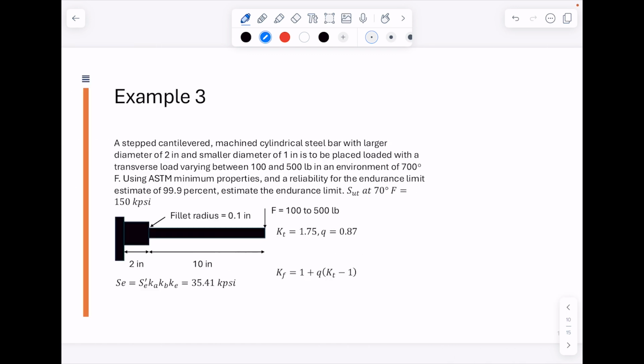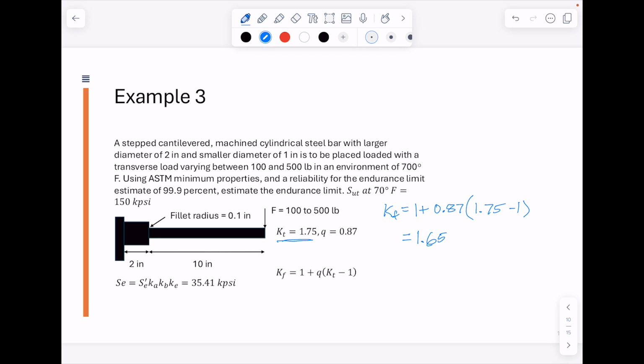So now to find our fatigue stress concentration, we can use this equation of Kf is equal to 1 plus Q, which was 0.87, times our static stress concentration, which was 1.75, minus 1. And our Kf then will be equal to 1.65. That makes sense here. Our fatigue stress concentration should always be less than the static stress concentration factor. So now we have our stress concentration.